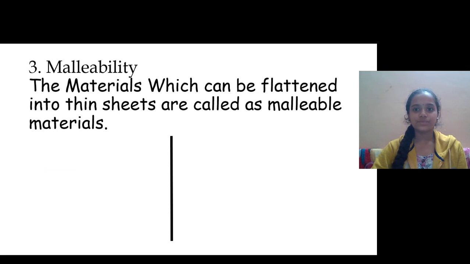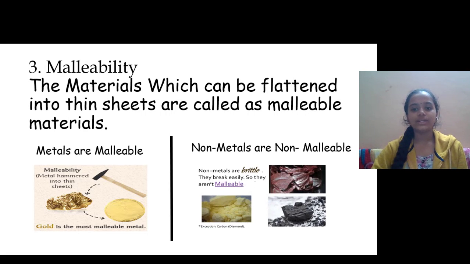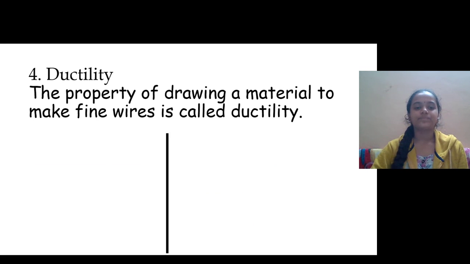Malleability. The materials which can be flattened into thin sheets are called malleable materials. Metals are malleable, non-metals are non-malleable. When gold is hammered, we get thin sheets of gold. Whereas when sulfur or iodine is hammered, we don't get thin sheets. This means that metals are malleable whereas non-metals are non-malleable.